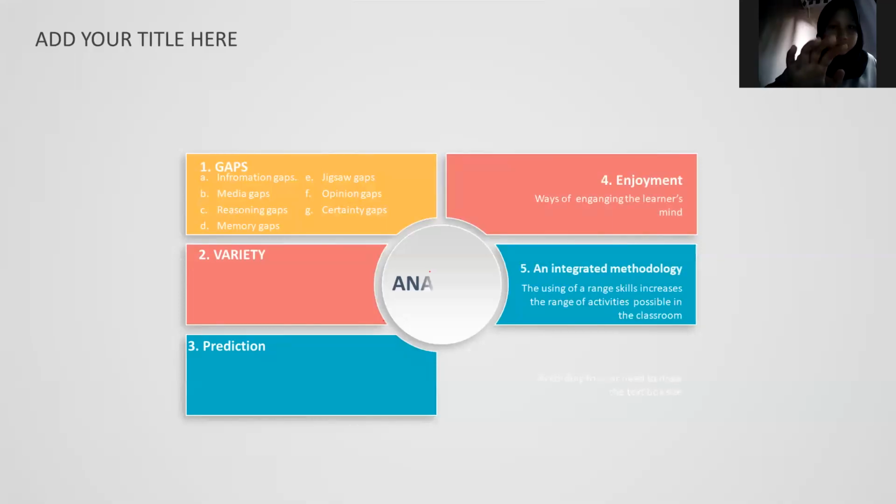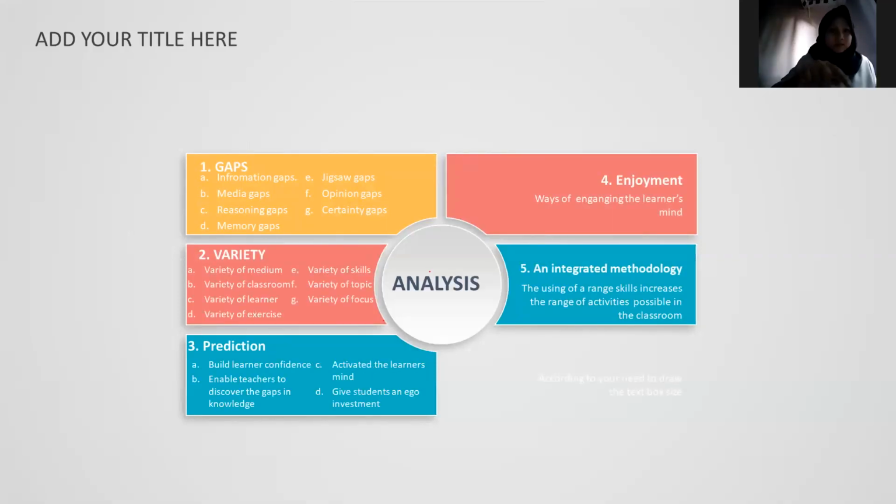Thank you. So the first one is gaps. If everything is certain, there is no need to think. So learning demands thinking, and gaps create that demand. There are many types of gaps which can be exploited. The first one is information gaps. Most teachers are already familiar with this type of activity. One learner has some information and another doesn't, so there is a need to communicate and share the knowledge.